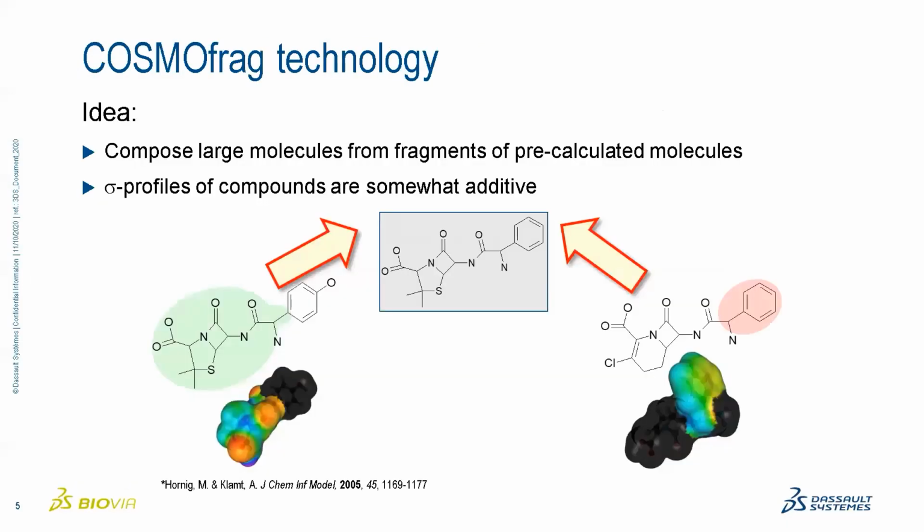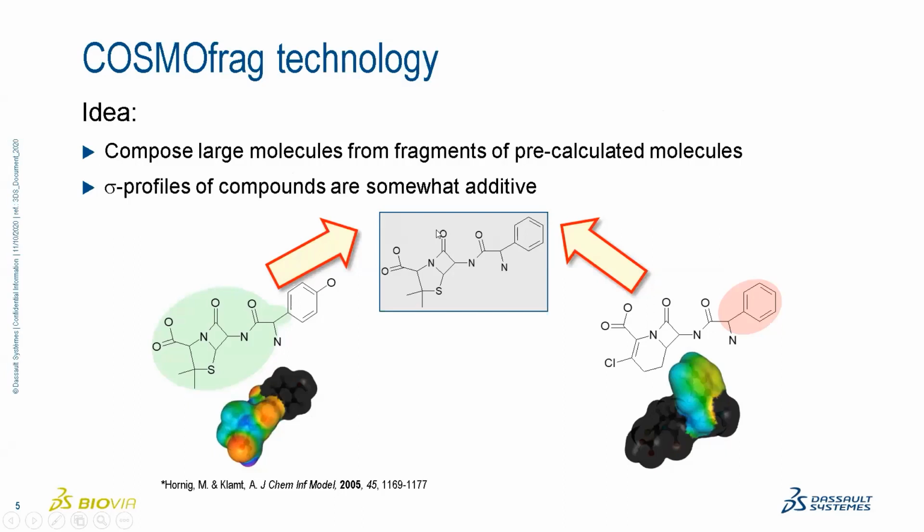As Johannes already mentioned, there's also a kind of fragmentation technology. So if you think about a big molecule, which is too large for quantum chemistry calculation, or just if you want to have a very fast method, you can use the COSMO-FRAC technology, which is implemented as well in COSMO-QUIC, the program Johannes already showed. And the idea is to compose a large molecule from fragments of pre-calculated molecules.